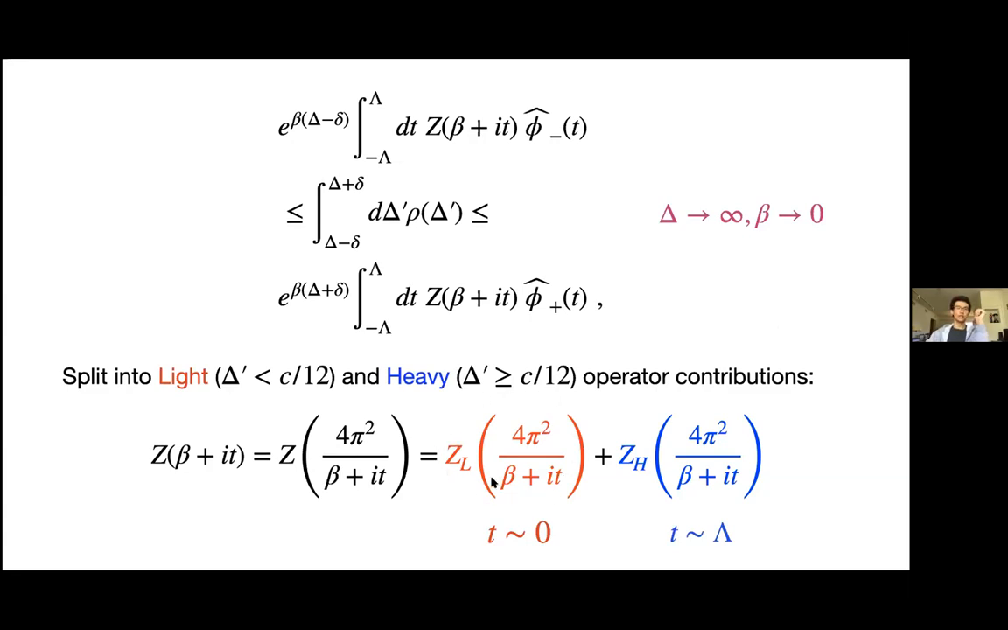Then we will split this partition function into light operators, which have contributions only from operators below c over 12, and heavy operators, for operators above c over 12. The point of this splitting is that we will show now that for the light operators, this integral is dominated by small t near 0. For heavy operators, the integral will be dominated by t close to the edges, close to lambda. That's what we would like to show.